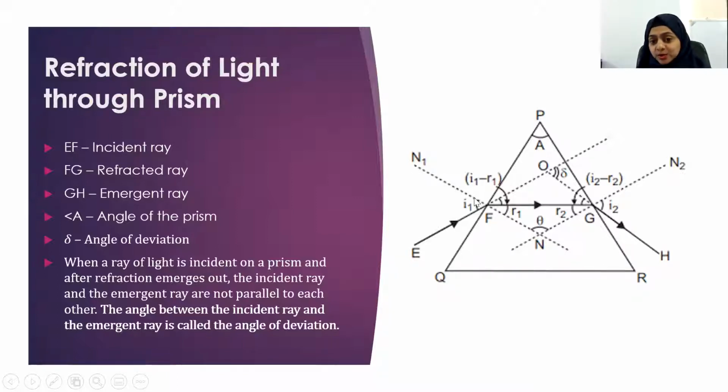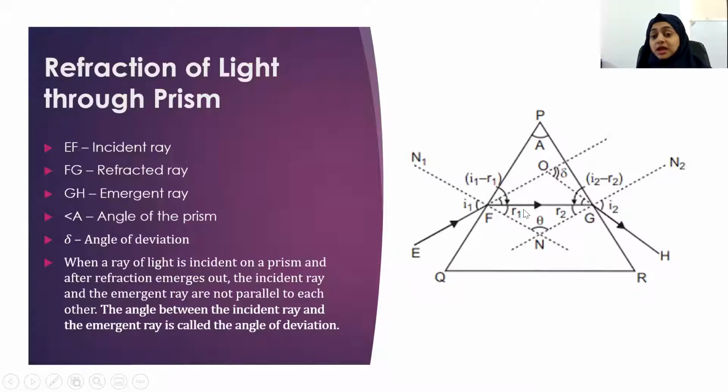The angle between N1N and PQ is 90 degrees. Here this angle will be 90 degrees, this angle will be 90 degrees, this angle will be 90 and this angle will be 90. So N1N is the normal drawn to PQ. Now, if I1 is the incident angle, when it enters the denser medium, R1 is the refracted angle.